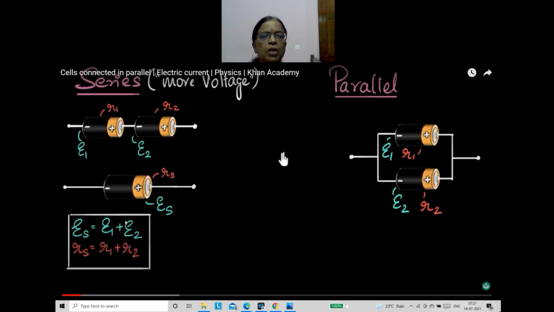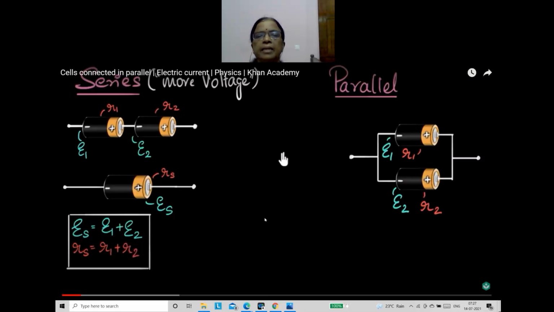So, if we know the total EMF and the total internal resistance, we can calculate current by Ohm's law. According to Ohm's law, V equal to IR. Therefore, I equal to V by R. V means total EMF, E1 plus E2, divided by resistance, which is R1 plus R2. So, the total current that we are getting from this combination will be E1 plus E2 divided by R1 plus R2.